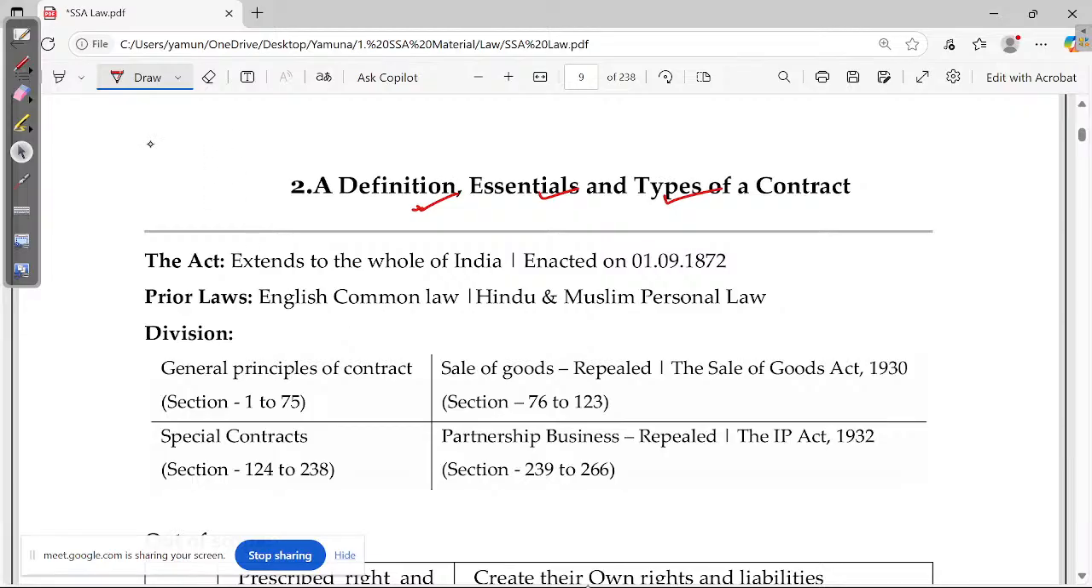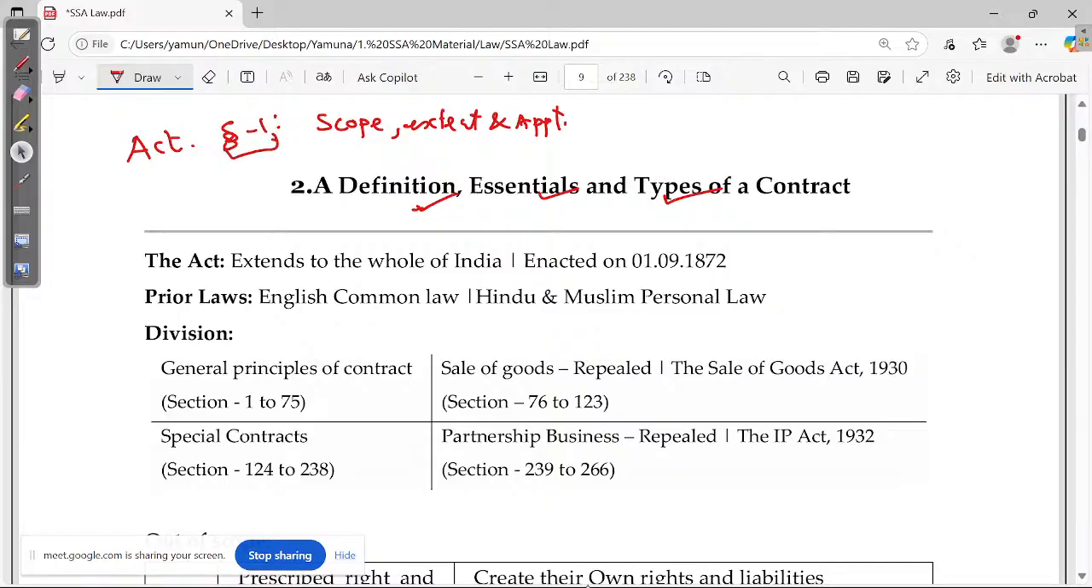Whenever we come to learn about an act, you should be very sure what Section 1 says. Every time an act is defined, Section 1 talks about the scope, extent, that is, applicability. Where it is applicable, for whom, for which area, from which date. If you ask all the WH questions, everything will be answered here. So from Section 1, you can clearly define it.